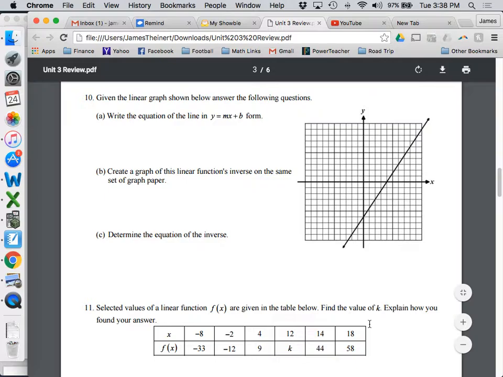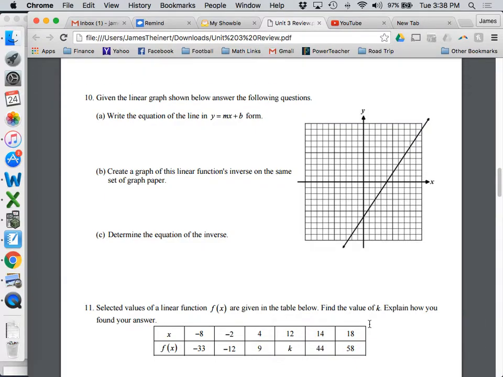Number 10, get the equation of this graph. I love it, super easy question. Y-intercept, 1, 2, 3, 4, 5, 6. We got a b of -6. How about the slope there? That's a solid point. That's a solid point. I'm going up 3 over 2. Almost too easy. Y equals 3 over 2x minus 6.